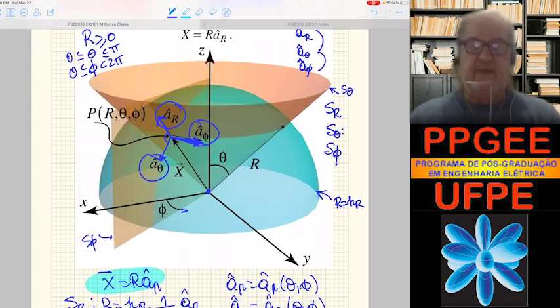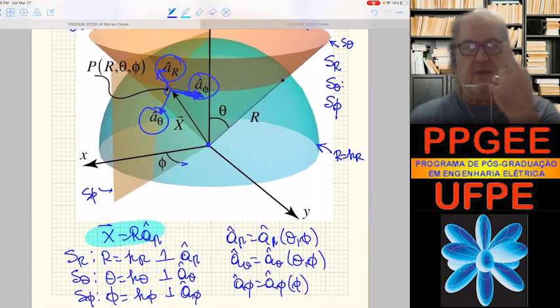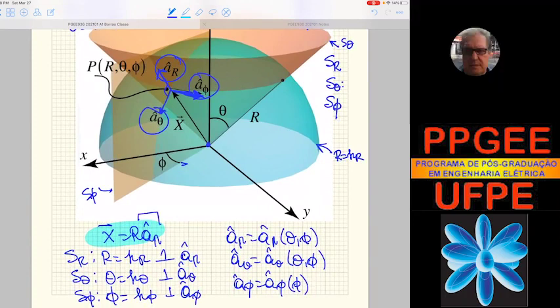Well, the position vector now has only one component, because the position vector is collinear with the versor AR, so x equals R AR, right? And finally, the distance from a point to the origin is simply r. So what are the dependencies of the versors in this coordinate system?